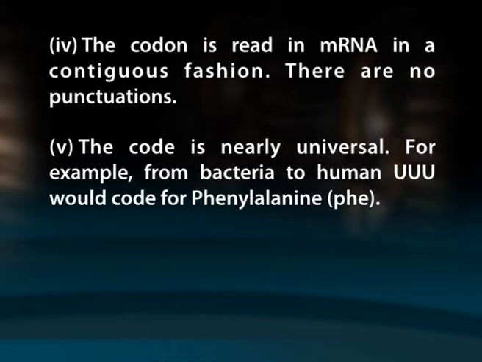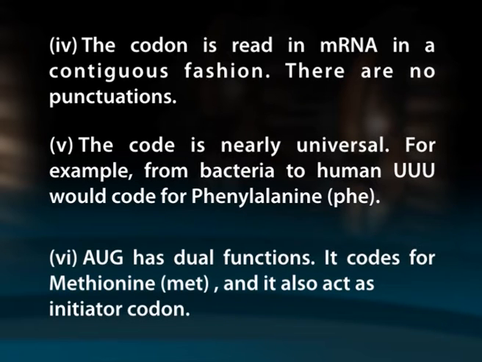There are some exceptions to this rule. Sixth one, AUG has dual functions. It codes for methionine and it also acts as initiator codon.